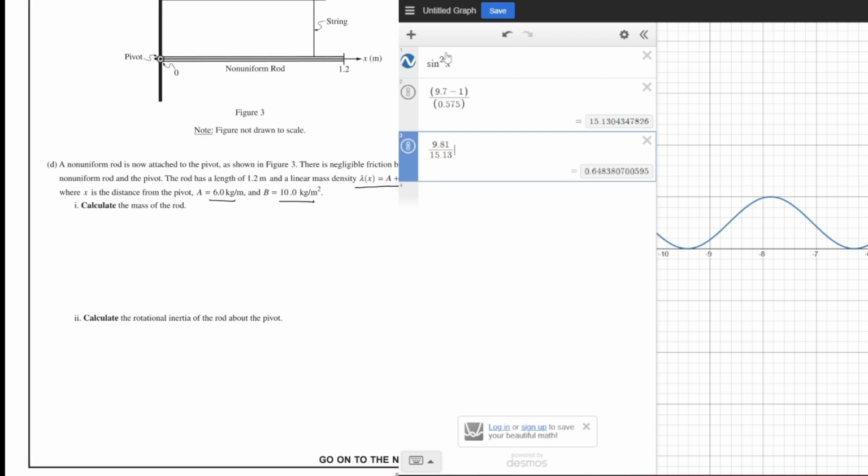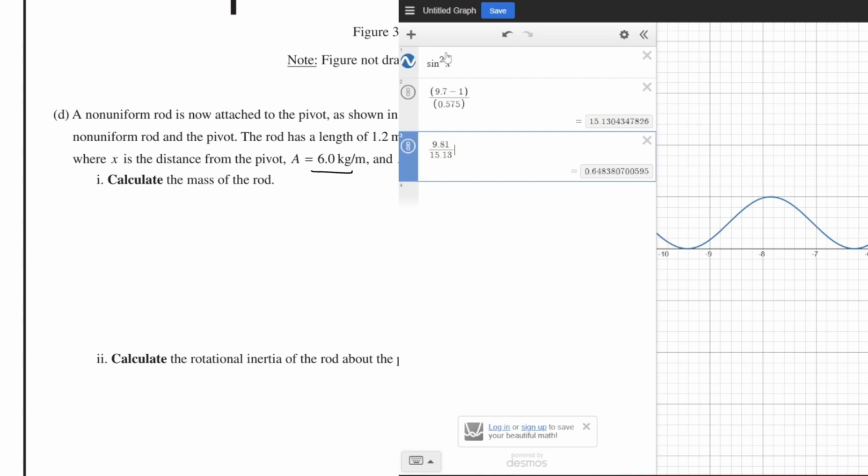When they ask you to calculate the mass of the rod, you know that these masses have little individual dm's that are not the same. This dm could be different from this dm, but they're all infinitesimally small pieces of dm. This could have mass m1 and this could be m2. M2 could be way bigger than m1 because it's non-uniform. So we have to use integral calculus to find the mass. You have to say integral dm equals m total.